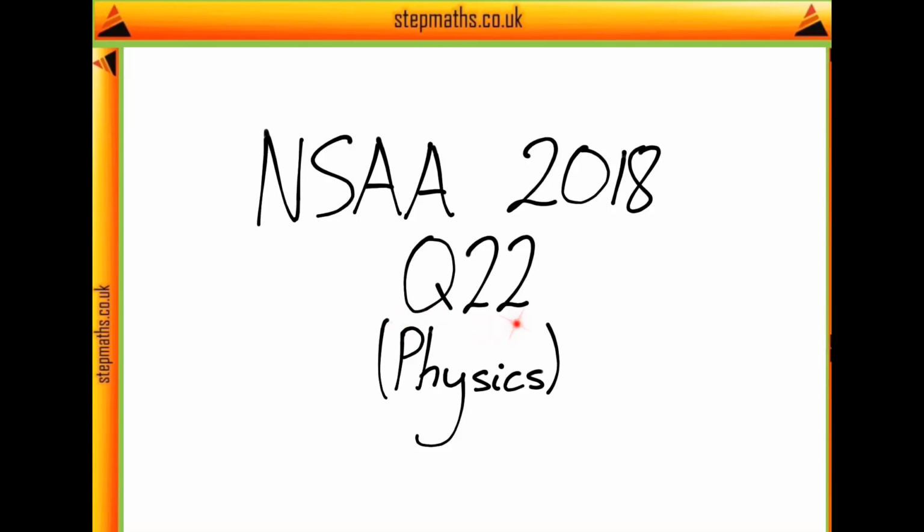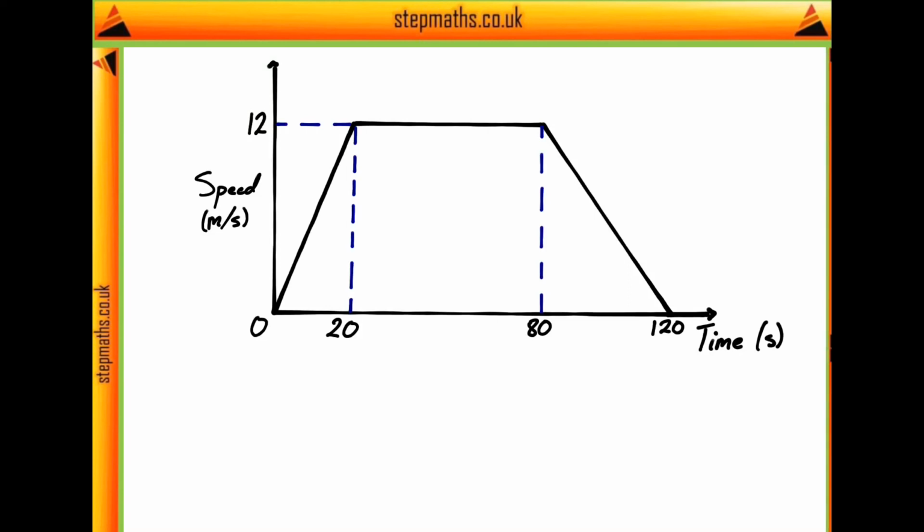Here we're going to look at question 2 from section 1 of the NSAA 2018 paper. In this question, we're given the following speed time graph for a bus moving in a straight line between bus stops. So we can see that initially it takes the bus 20 seconds to reach a speed of 12 meters per second, which it maintains for 60 seconds until at a point 80 seconds after it took off, it decelerates back to a speed of 0 meters per second after a total time of 120 seconds.